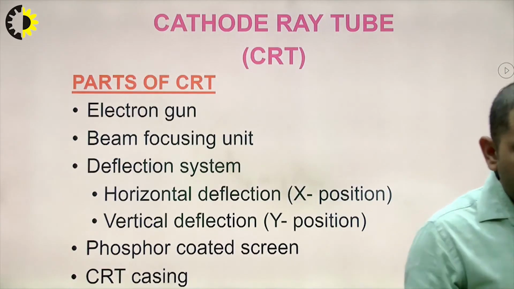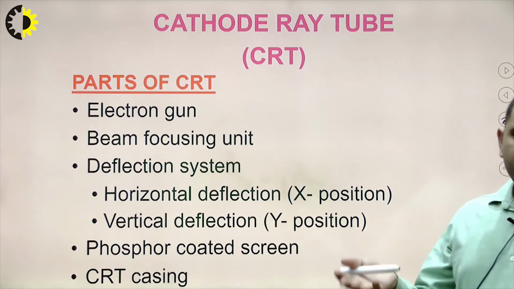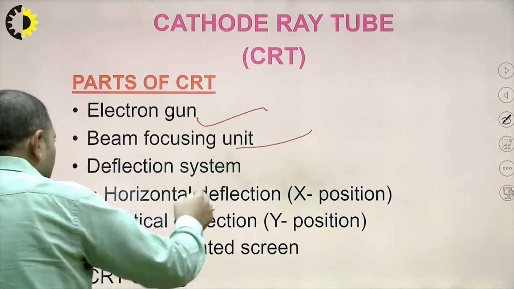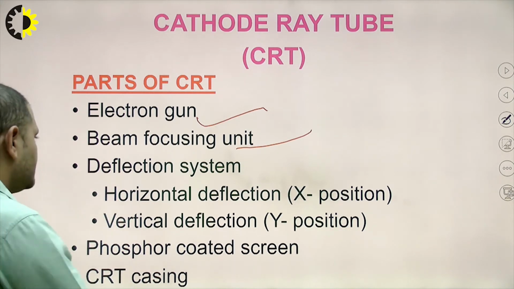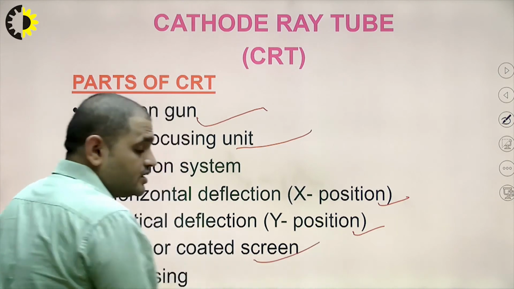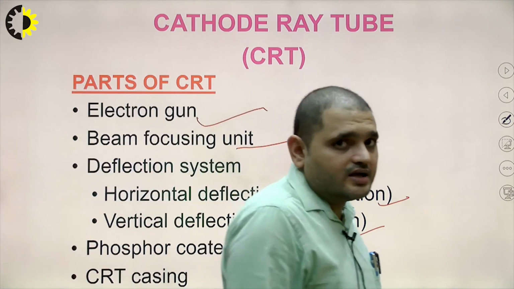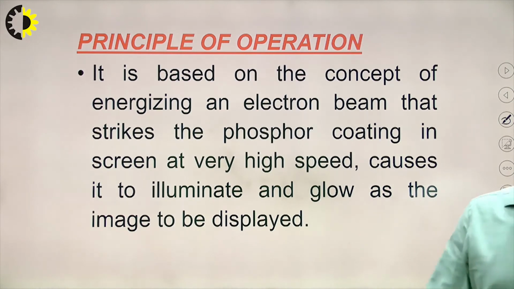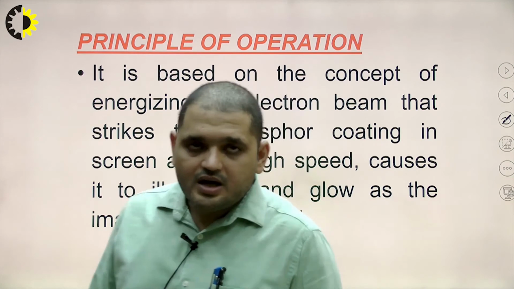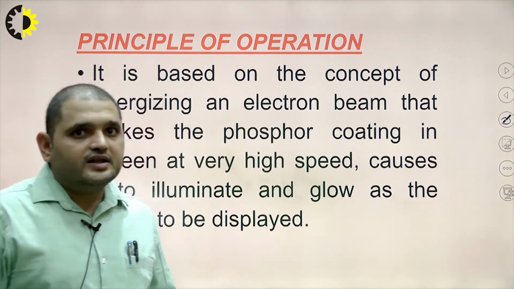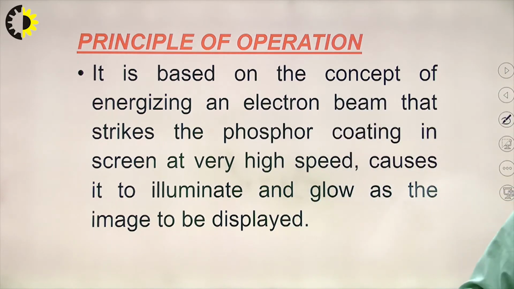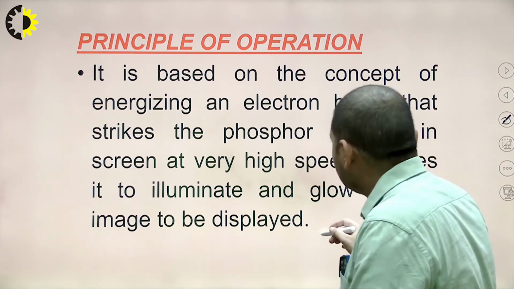Now parts of CRT. We have already seen what the parts of CRT are. That is the electron gun, beam focusing unit, deflection system, that is horizontal deflection and vertical deflection, phosphorus coated screen, and a CRT casing. Principle of operation: it is based on the concept that an energized electron beam striking the phosphorus coating on a screen at very high speed causes it to illuminate and glow as the image is to be displayed. Okay, so this is the principle of CRT.